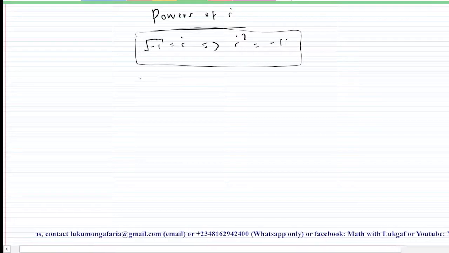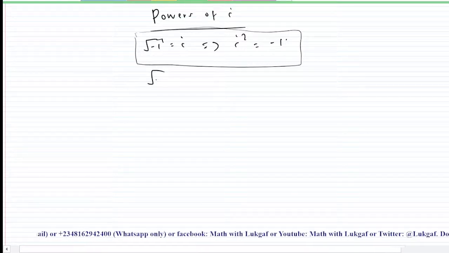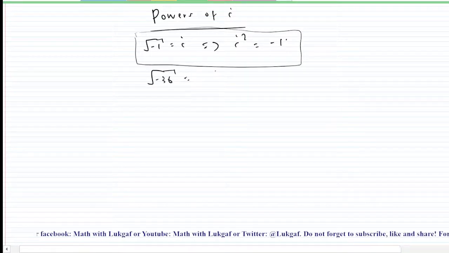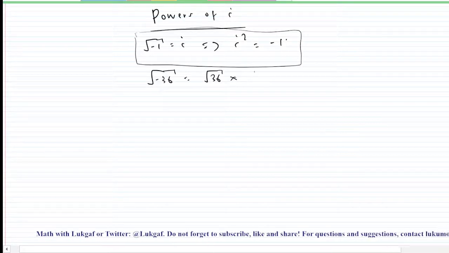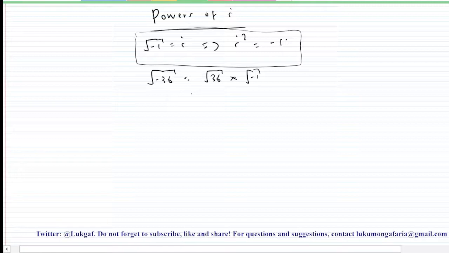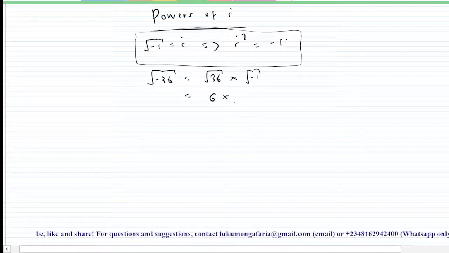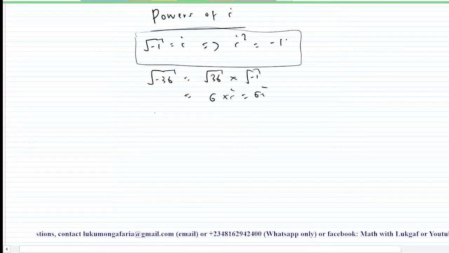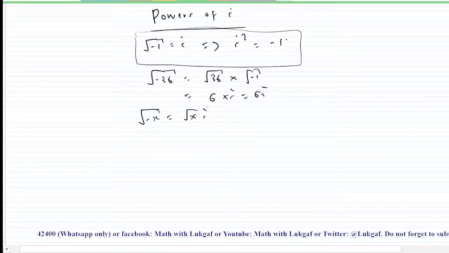Also, don't forget that when you have a square root of a negative number, let's say the square root of -36, you can say the same thing as the square root of 36 multiplied by the square root of -1, isn't it? Such that this gives me 6 multiplied by the square root of -1, which is i, the same thing as 6i. In general, when you have the square root of a negative number -x, that's going to give you the square root of x times i.